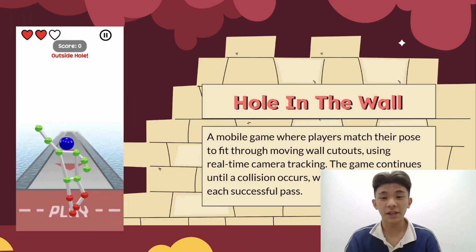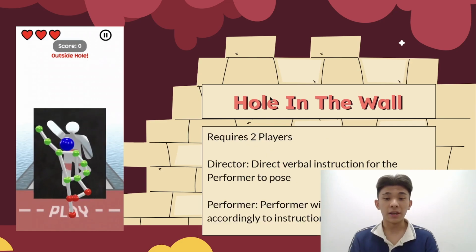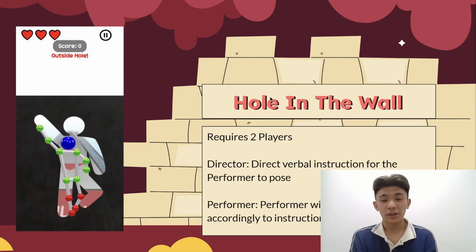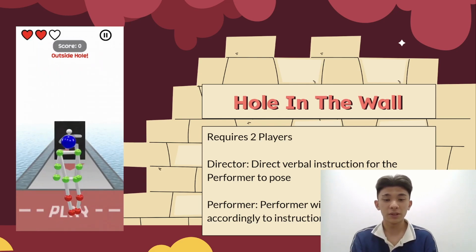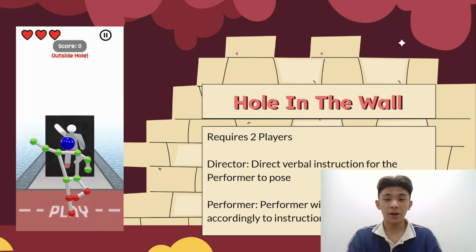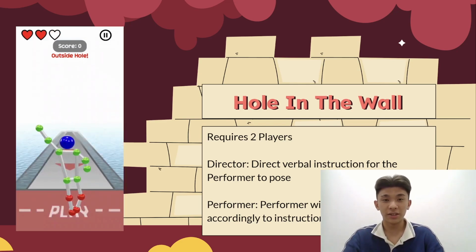So our application is a mobile game similar to the Hole in the Wall TV show where the player has to match the pose to fit through the moving wall cutouts. In order to play the game, it requires two players. One will be the director, the other one will be the performer. The director will be the one holding the phone and giving verbal instruction for the performer to pose, and the performer will be standing in front of the camera and will try to read the instruction and match the pose accordingly.